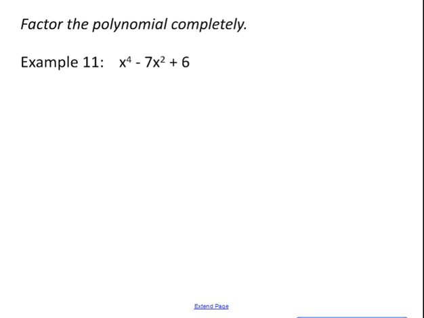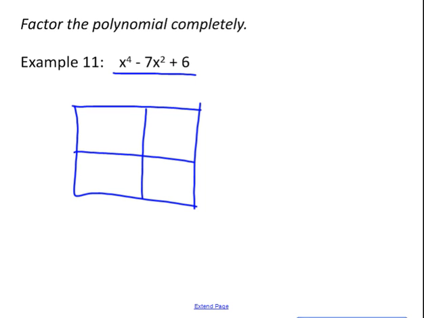Let's take a look at example 11. I do not have a GCF. I do have a trinomial. This one, let's go back to our box method because there's no coefficient in front, or the coefficient is 1. And yes, I realize that that's x to the 4th, but we're still going to put that in the upper left-hand corner, and the constant is still going to go in the lower right.